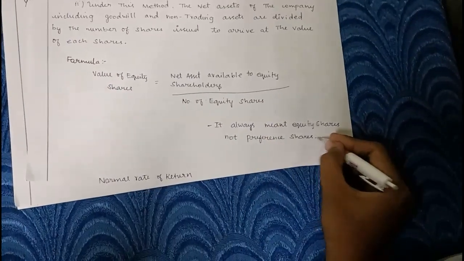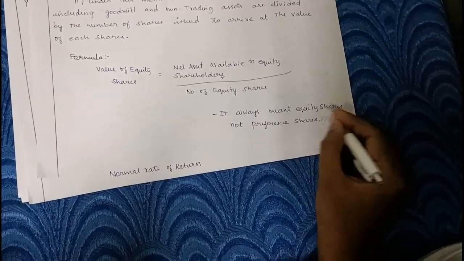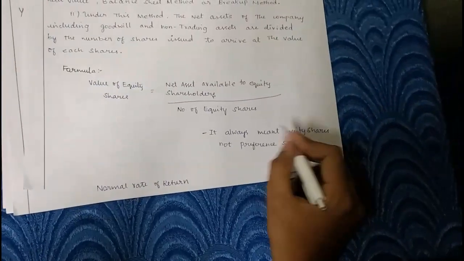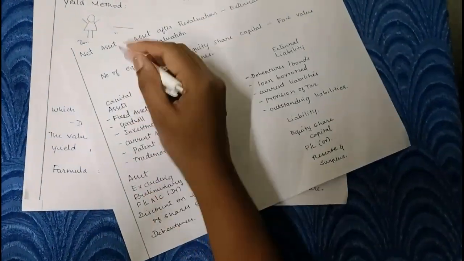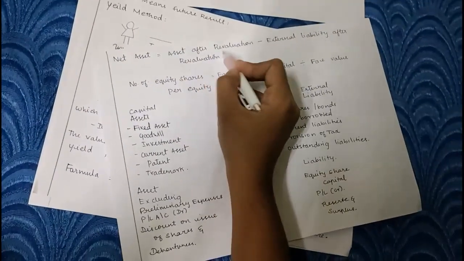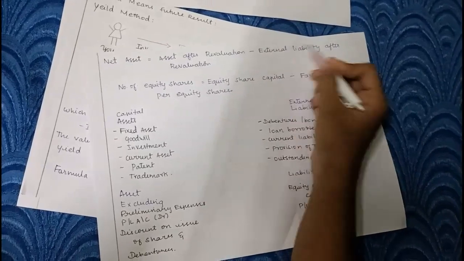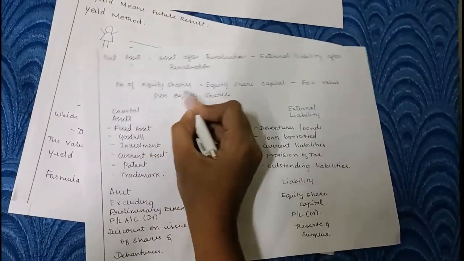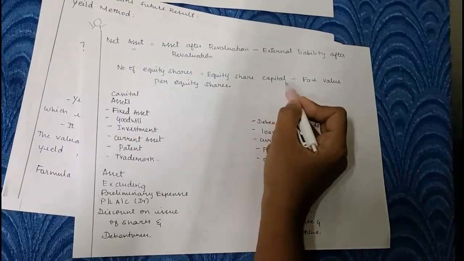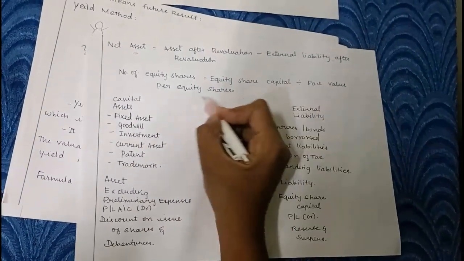இது ஒரு இம்பார்ட்டன்ட் பாயிண்ட். இது ஆல்வேஸ் மீன் ஈக்விட்டி ஷேர்ஸ் நாட் ப்ரிஃபரன்ஸ் ஷேர்ஸ். ஸோ இதான் இதுக்கான ஃபார்முலா. இதில் நெக்ஸ்ட் நெட் அசெட் எப்படி கண்டுபிடிக்கணும்னா நெட் அசெட் ஆஃப்டர் ரிவாலுவேஷன் மைனஸ் எக்ஸ்டர்னல் லயபிலிட்டி ஆஃப்டர் ரிவாலுவேஷன் யூஸ் பண்ணிங்கன்னா உங்களுக்கு நெட் அசெட் கிடைச்சிரும். அடுத்து நம்பர் ஆஃப் ஈக்விட்டி ஷேர்ஸோட ஃபார்முலா என்னென்னா ஈக்விட்டி ஷேர் கேபிட்டல் டிவைடட் பை ஃபேஸ் வேல்யூ பர் ஈக்விட்டி ஷேர்னு யூஸ் பண்ணுவோம்.